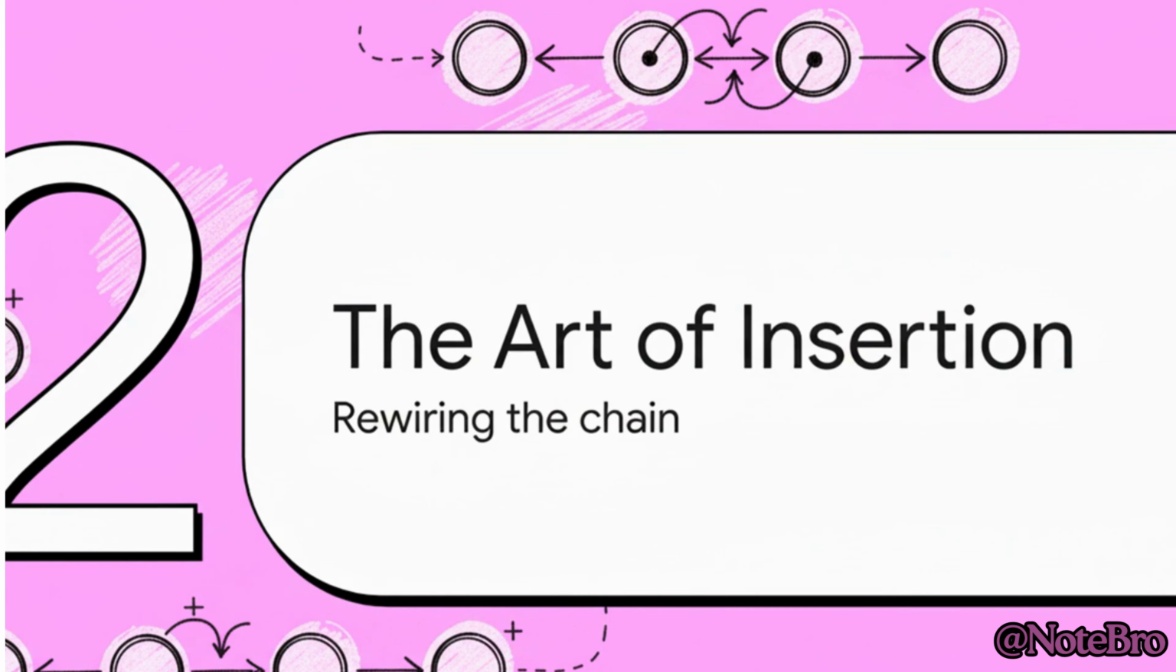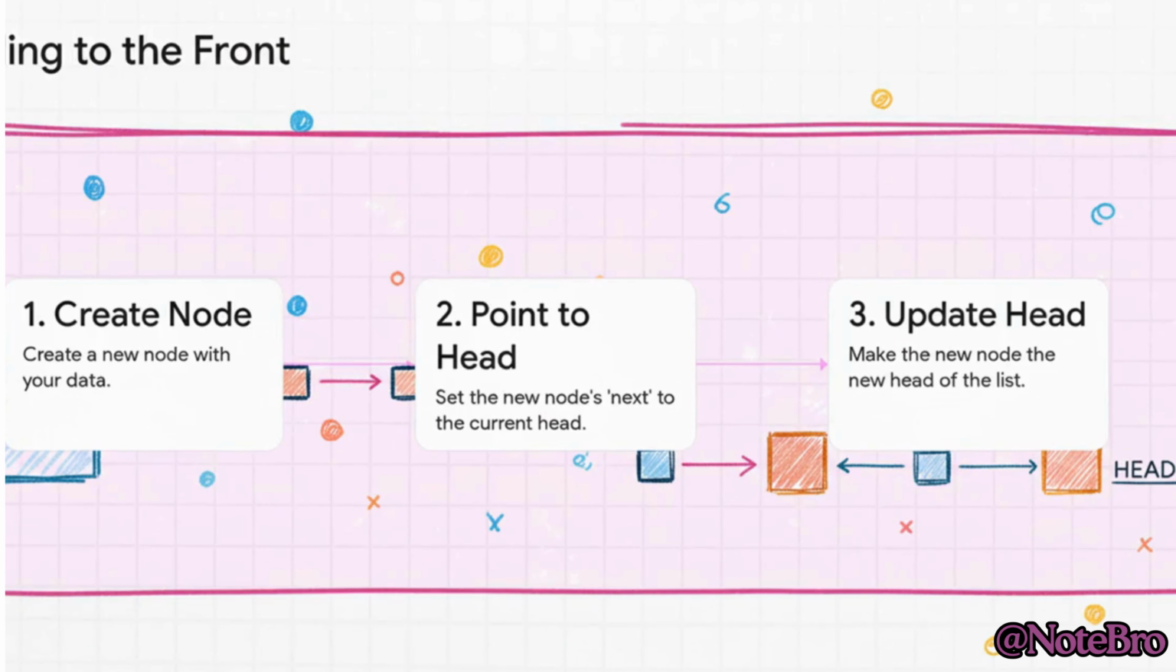This is really the art of insertion. See, the key is we're not shifting anything. It's more like a quick three-step dance. Step 1, you create your new node with the data you want to add. Step 2, you tell this new node's next pointer to aim at whatever is currently the head of the list. And finally, step 3, you just update the main head of the list to be your new node. And that's it. You're done. No big reshuffle, just a quick rewiring of a couple of pointers.